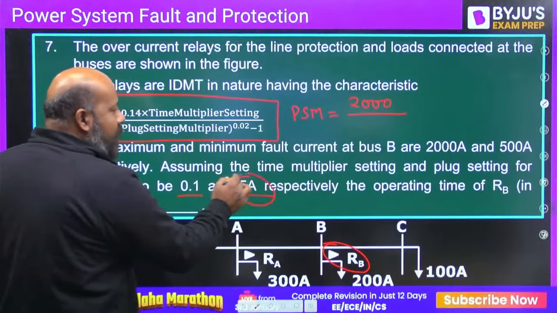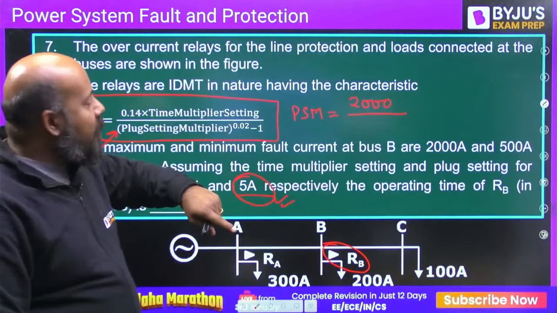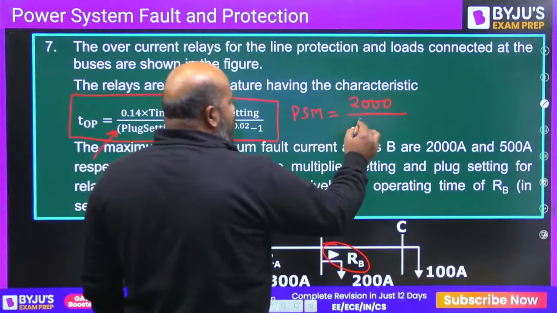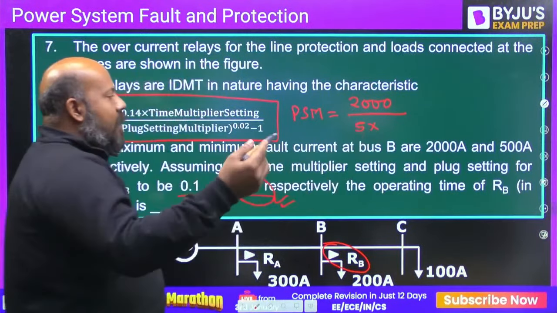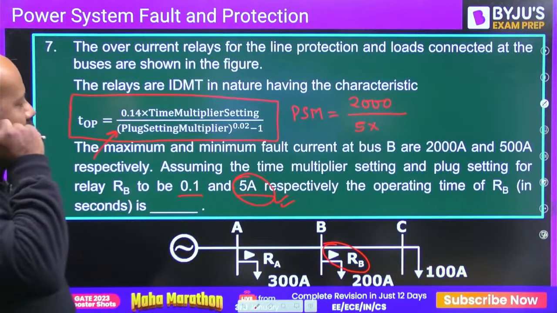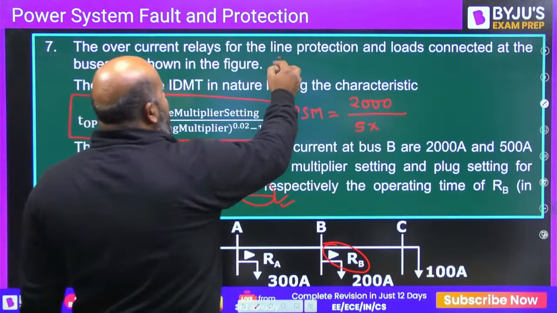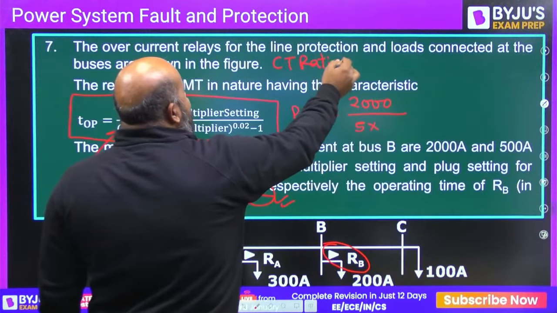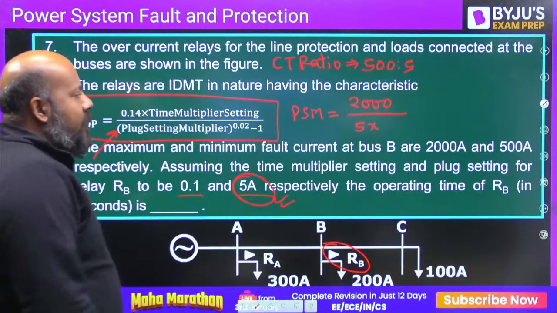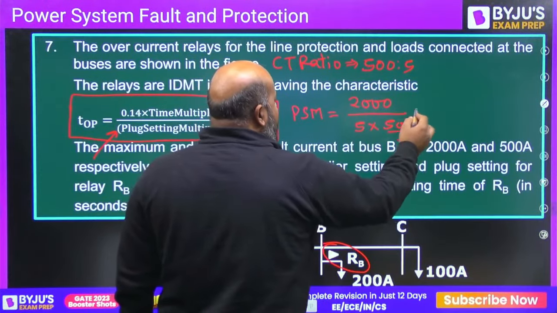But you know that the 5 ampere for the plug setting is the current in the CT secondary. But you are talking about the fault current in the primary. It is a higher value. So, this 5 you have to translate to the CT primary. But the CT ratio is not given. So, let me give you some CT ratio. There is some typing mistake here, I think. Suppose it is 500:5, because we want a higher value, 500/5.